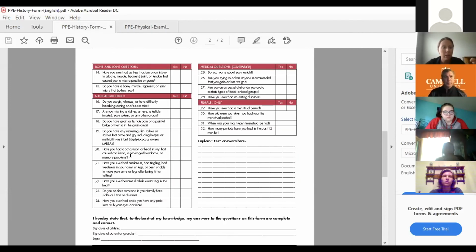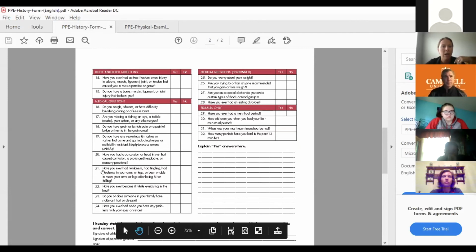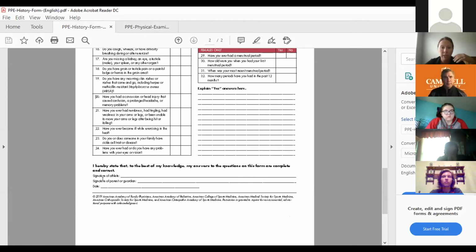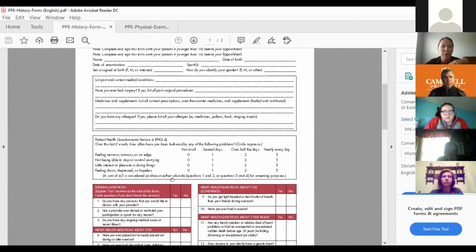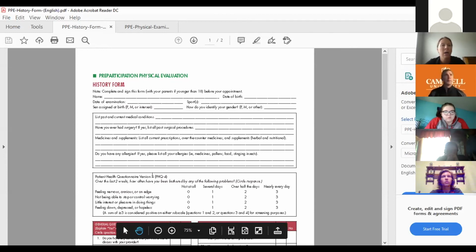But this also includes questions about the heart, medical questions, some questions just for females only. But these are the forms that we will be using. I think they're very good. They answer all the necessary information. And at the end of the day, they're used to guide the physician in performing their physical and addressing any needs, worries of the person.